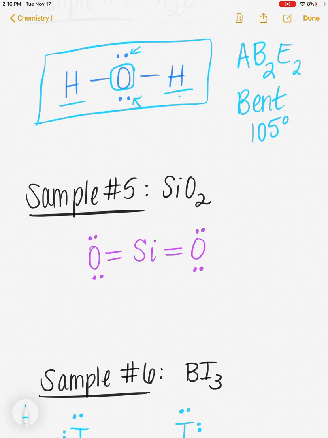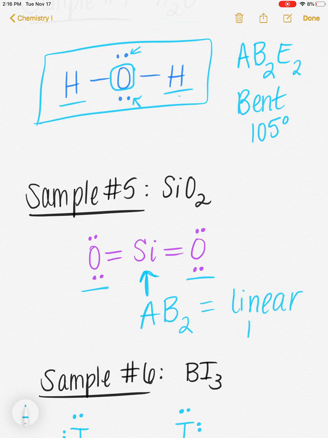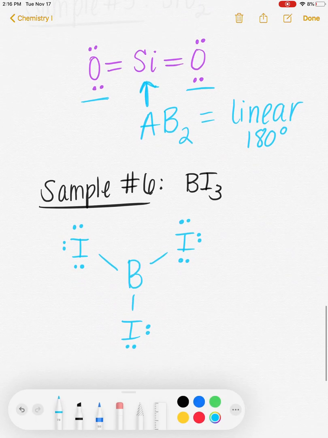SiO2 is your next example. Once you draw the correct Lewis dot structure for SiO2, you will notice that the central atom is silicon. So silicon is our A. B, now remember, it's not the number of lines around this central atom, it's the number of atoms bonded to it. So you've got 2 oxygens around that silicon, AB2. There are no dots on the silicon, so there's no E's. So our structure is AB2, which is linear, if you look back at your note card. And the bond angle for that is 180 degrees.